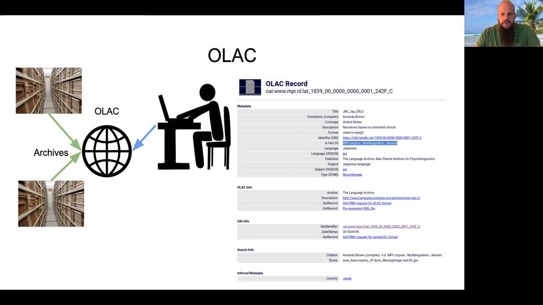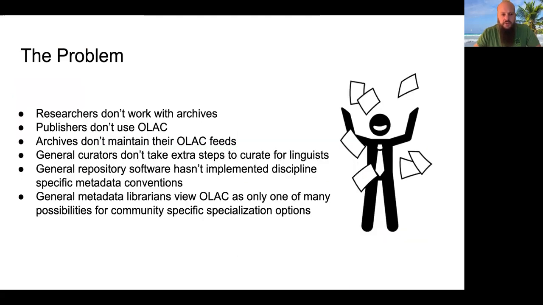So looking at archives, the next question is, what is the problem actually? Why doesn't OLAC work, or who does it work for and who does it not work for? Or why can't I find all the things that I want to find via OLAC? Well, there are some good reasons why language resources don't appear in OLAC. One of those is that researchers don't always work with archives. They don't always submit their materials to archives.